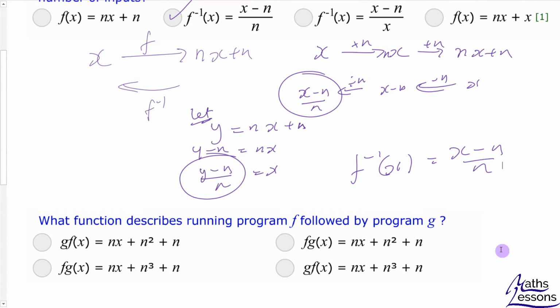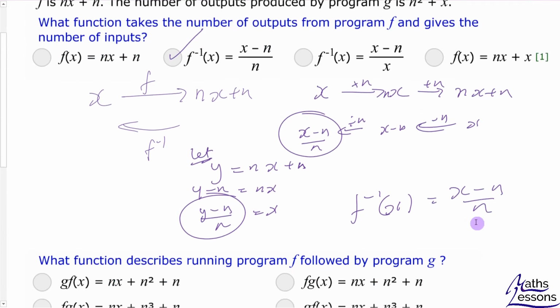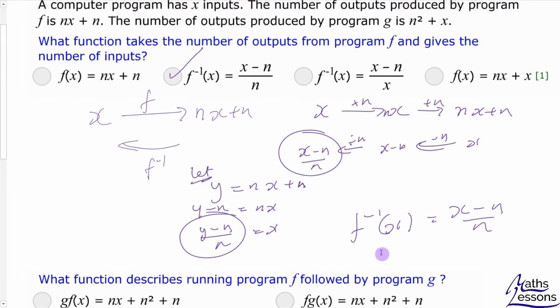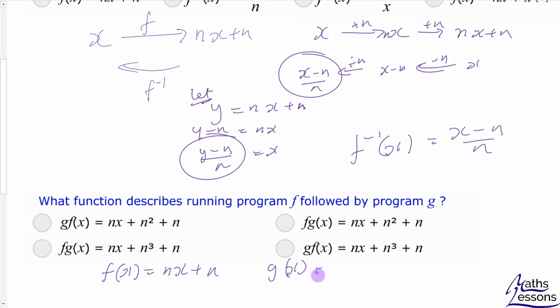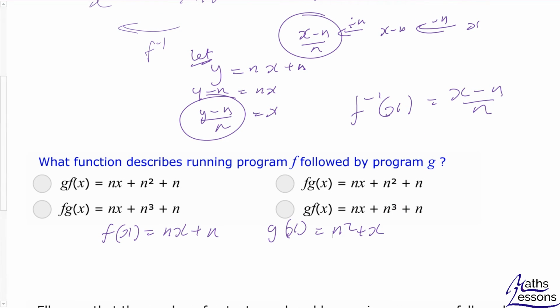Now, what function describes the running program of f followed by g? So let's just get f is nx plus n, and g of x was, what was it? It was n squared plus x. So let's see if you can now do this one. I'm going to give you a minute to do this. Now you've got an idea what's going on here.